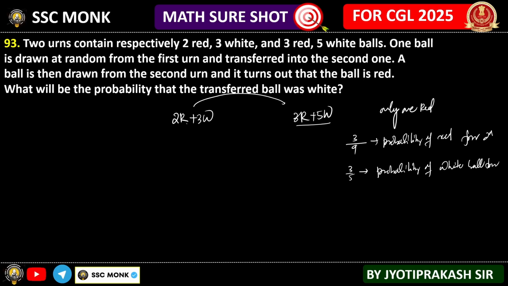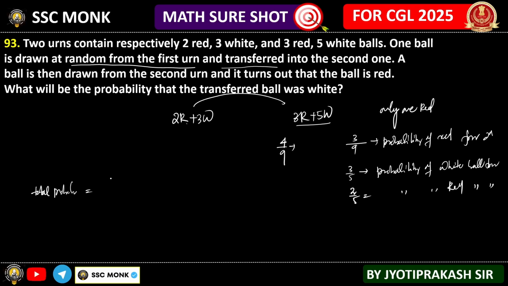The first thing it is saying, one ball is drawn at random from the first urn and transferred into the second one. That means when it is being taken out, it can be either the probability of a white ball getting transferred or a red ball getting transferred. Clear? Yes or no? Yes. In case when the red ball is transferred, what will be the probability? 4 by 9. Yes or no? Clear? So first of all, we need to understand what the total probability is.